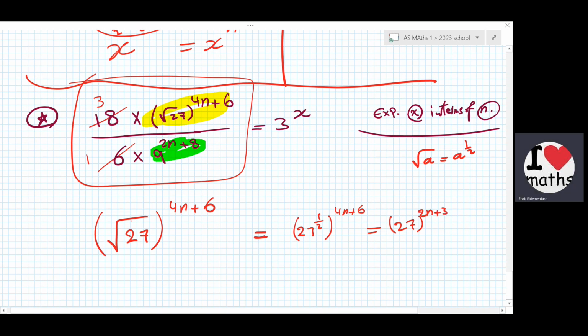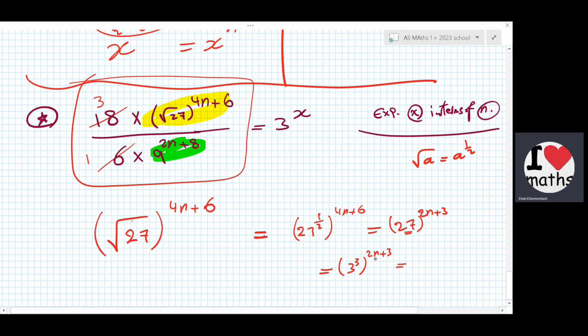I'm still having a problem. So far this 27 is not a simplified number. Are you able to understand that? The 27 is not a simplified number, so I have to reduce it. Who can tell me 27 in its simplest form? How to write it? 3 to the power of 3, excellent. So I can continue: the 27 itself I will write as 3 to the power of 3, all to the power of half times 4n plus 6, which is 2n plus 3.